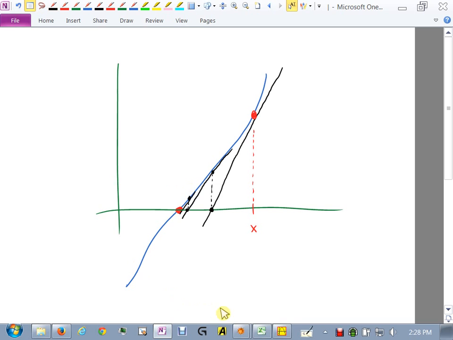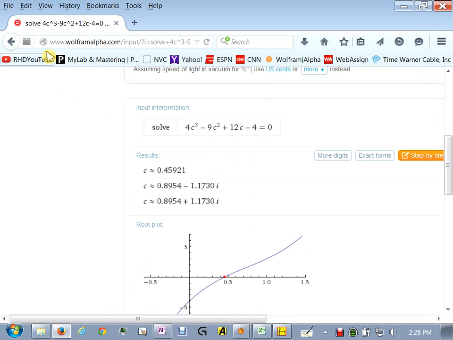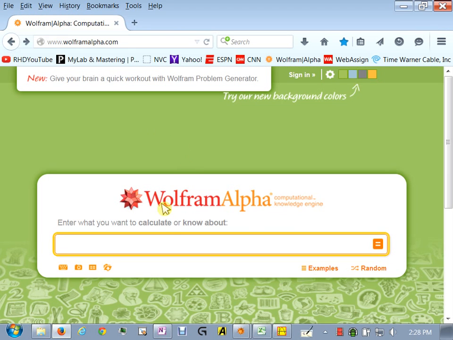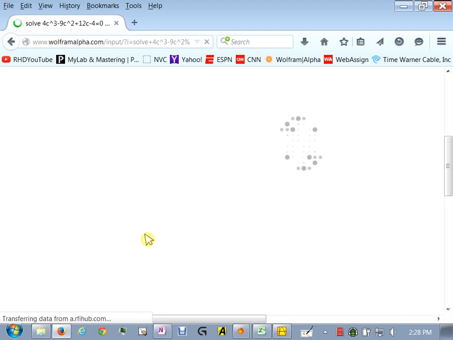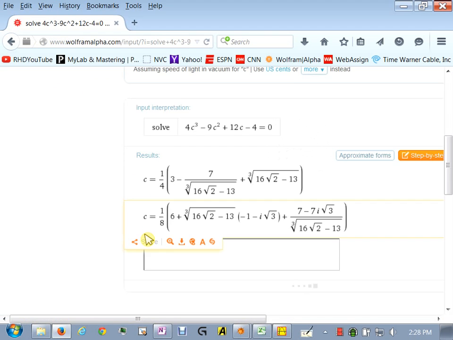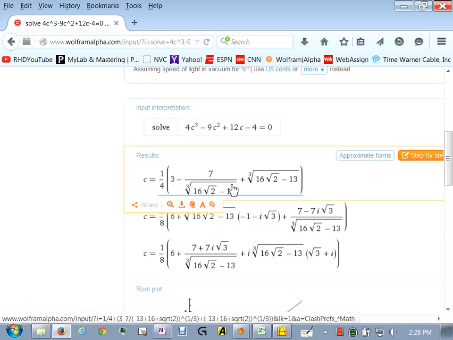In fact, it's gotten so good that Wolfram Alpha isn't even doing that. It's doing symbolic manipulation. Like, it's actually giving you the exact answer. So it's not doing a bisection at all. Look, this is an exact answer. It's using, you know, there's a quadratic formula. There's a cubic formula also. It's using that formula here.